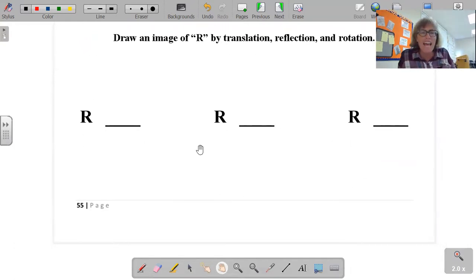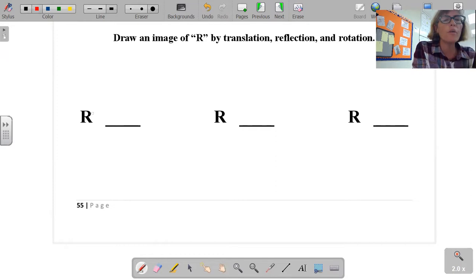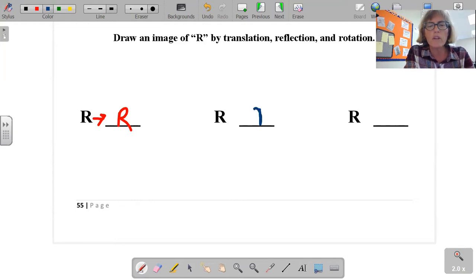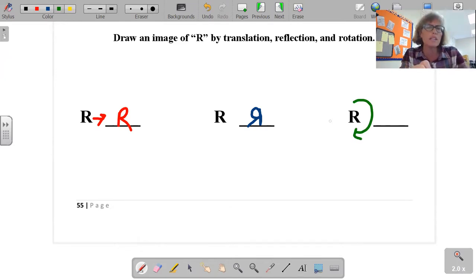Take 10 seconds, and I'd like you to draw a translation of R, a reflection of R, and a rotation of R. Lickety split. Go. Ready? A translation, if I were to just slide R over, it'd be the exact same image. Reflection, think of it as a mirrored image. And then rotation, I didn't really tell you how much to rotate. If you were to rotate 90 degrees, it would look like that. If you were to rotate 180, it'd be like that, but some sort of rotation.